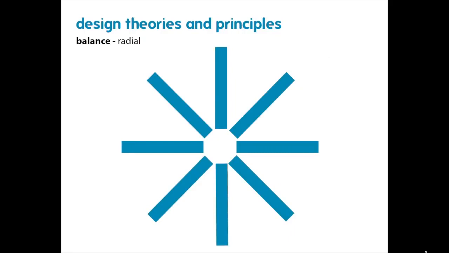Finally, radial balance is another great strategy when you're designing or working on a project. You can order things radially around a center point. It can be quite distinct from a symmetrical or an asymmetrical organization, and can be really eye-catching.